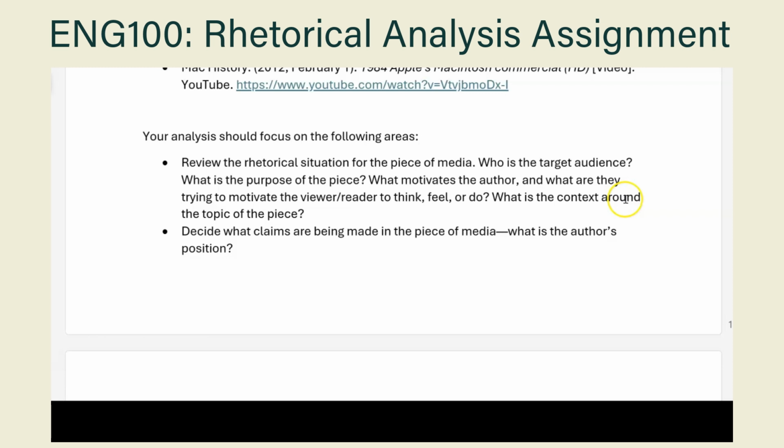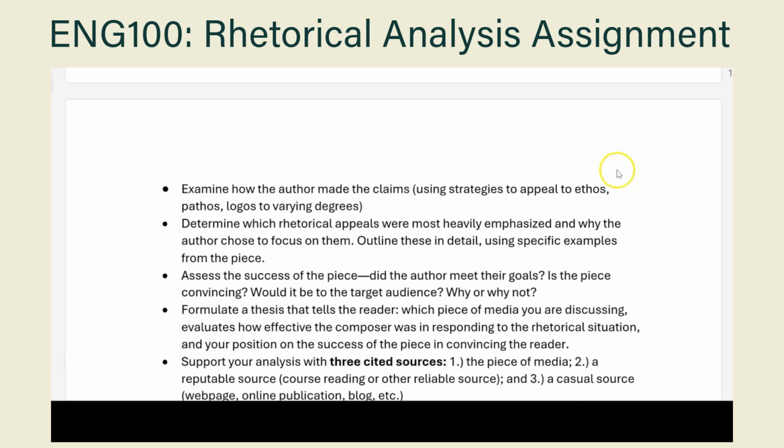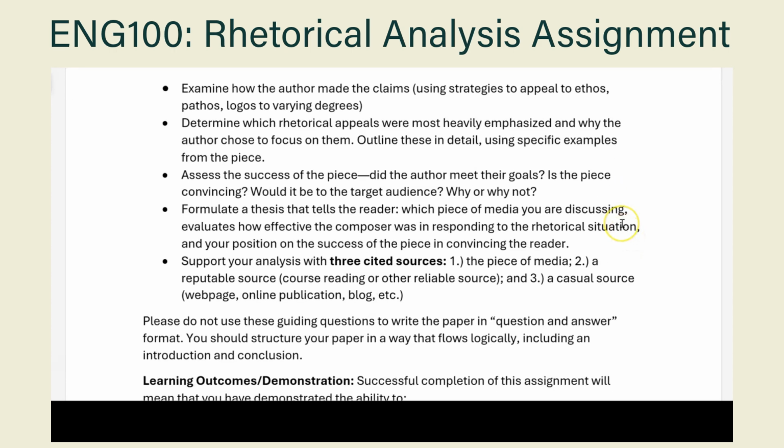Then decide what claims they're making, what's the author's position, examining how the author makes their claims. So do they use certain rhetorical strategies more than others? And when I say that, we're talking about those 3 that you've learned about in this course. So ethos, pathos, and logos. Maybe brainstorm about those, do some free writing, see if you can identify where these appeals are being used in the piece that you choose. Then you're going to determine which ones are most heavily emphasized, and you're going to start taking some notes on that so that you can support your claim through analysis of the piece and citation of where you see those things happening.